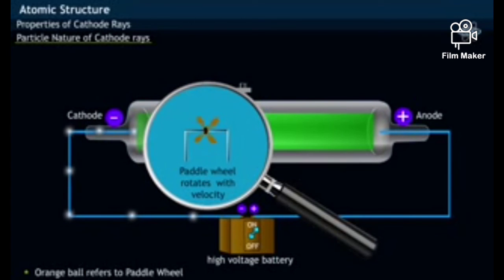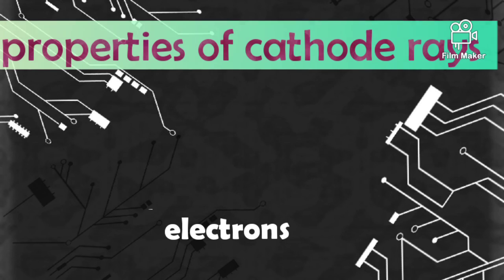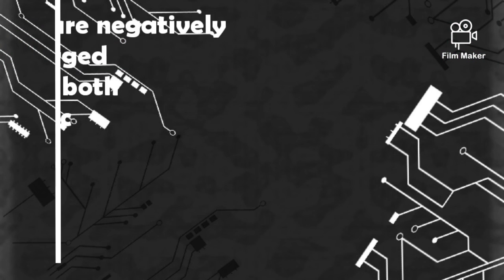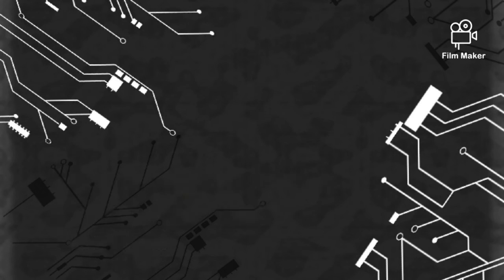Okay, so in summary, what have we looked at in the video? We have seen that cathode rays are fast moving electrons. Then the properties we have seen are they are negatively charged, they are deflected by both magnetic and electric fields, and possess kinetic energy.